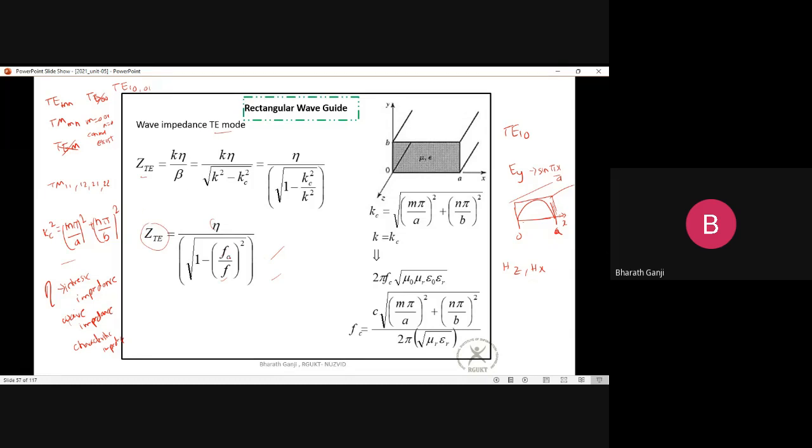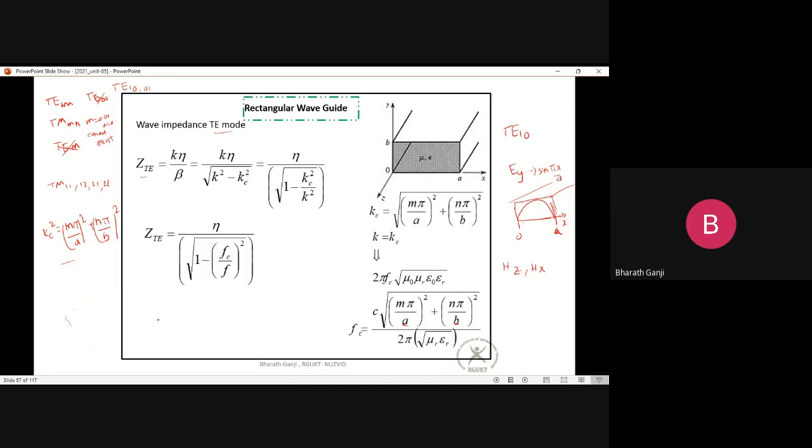You can see, because fc is a parameter which depends upon a and b. So the impedance of this wave depends upon the waveguide parameters also. Whereas intrinsic impedance only depends upon the medium it is passing through. So it is square root of mu by epsilon, or mu naught epsilon naught mu r epsilon r. So you can see that these two are different. So I can say that ZTE is eta divided by this value.